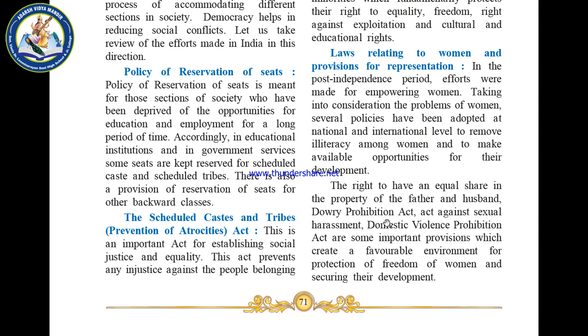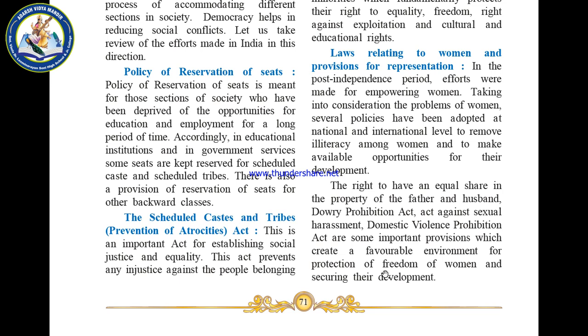Act against sexual harassment, Domestic Violence Prohibition Act are some important provisions which create a favorable environment for protection of freedom of women and securing their development. So in this way, these are the important acts or provisions on which a question can be asked. So which laws are made or which provisions are made to create the favorable conditions for the protection of freedom of women or securing their development?